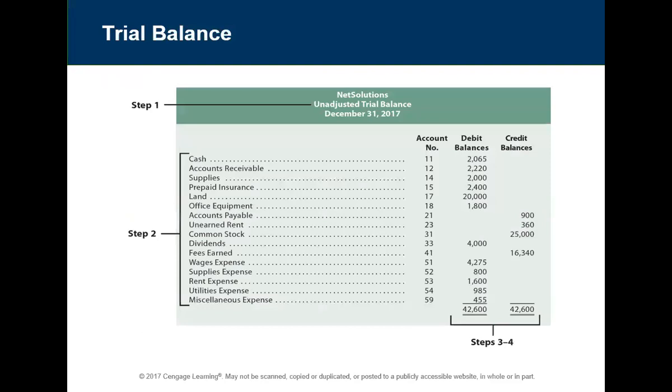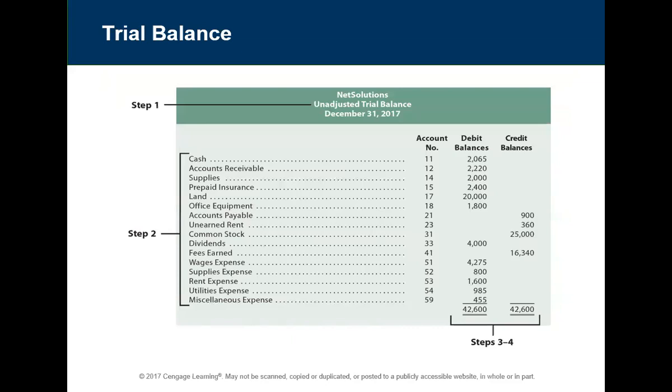And it looks like this. So for Net Solutions, we have our header, which is always the company name, and then the statement name, which in this case is what we call an unadjusted trial balance. We're going to learn about adjusting entries next chapter, so don't worry about knowing what unadjusted means. Just know right now that's what we're preparing. And then we put the date. Just like on the balance sheet, we just put the date we prepared it. So this one is at December 31st, at the end of the year.